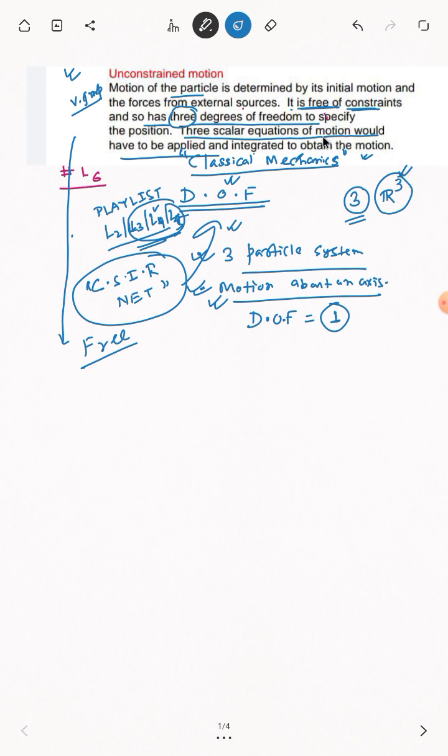When nothing specific is mentioned, we can imagine it as R3 to specify its motion and position. 3 scalar equations of motion would have to be applied. So one thing is clear: for a single particle, 3 equations, unconstrained. Obviously unconstrained means free, there is no constraint. What constraints are and how they affect the motion of a particle has been extensively discussed in these lectures. You should follow those. So for one particle there are 3 equations of motion, EOM in abbreviation.